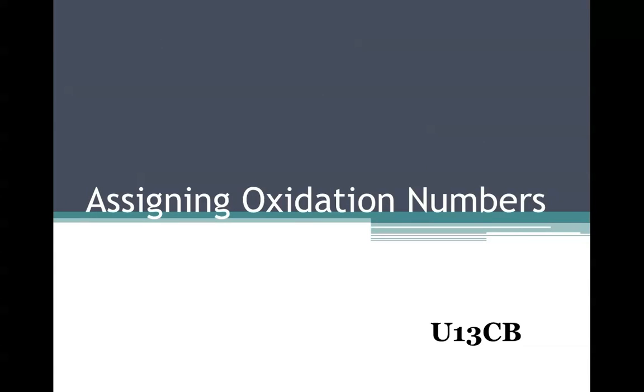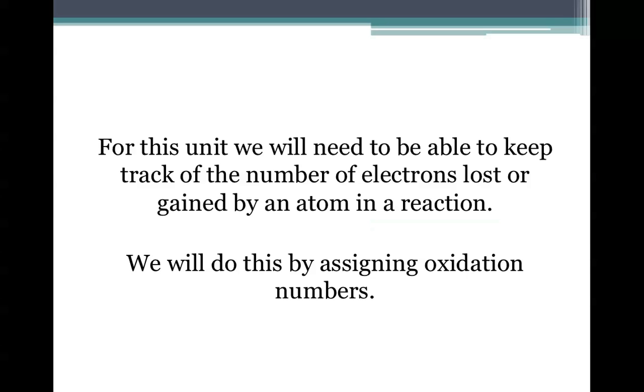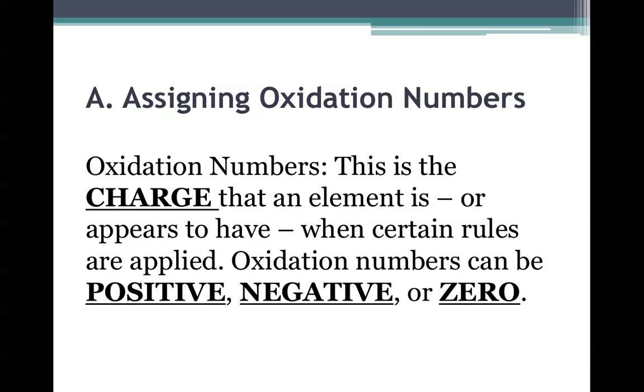Alright, this is Concept B for Unit 13 on redox and electrochemistry. We're going to just focus on reviewing how to assign oxidation numbers. As you saw in our first concept in class, we're going to be working with elements gaining and losing electrons and the effect on oxidation number when that occurs. So here we're just going to simply practice rules that we've learned earlier in the year.